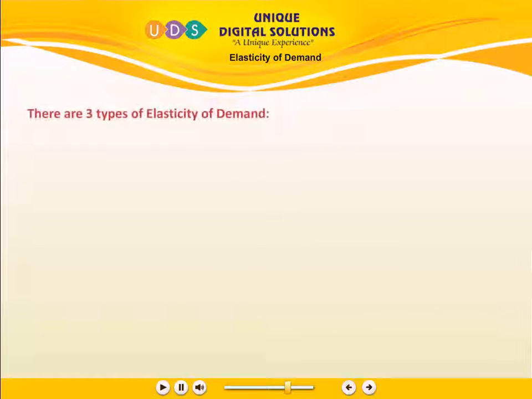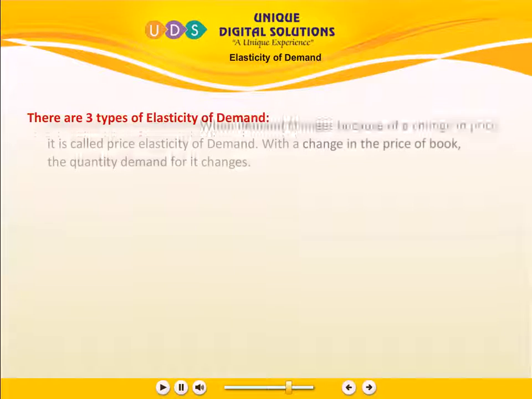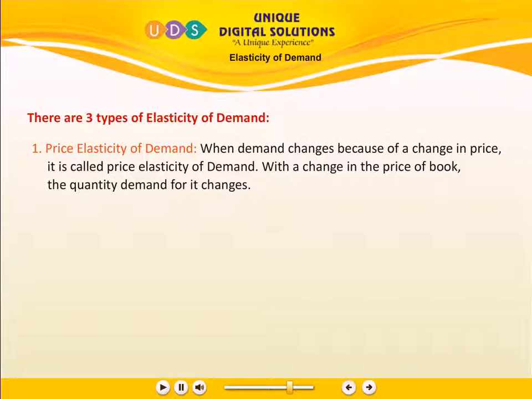There are three types of elasticity of demand. First, price elasticity of demand. When demand changes because of a change in price, it is called price elasticity of demand. With a change in the price of a book, the quantity demanded for it changes.